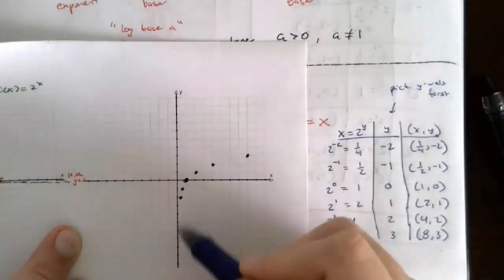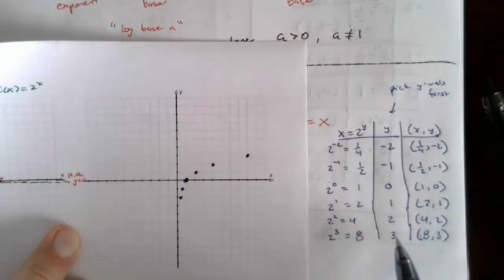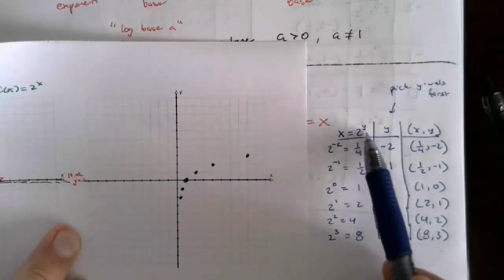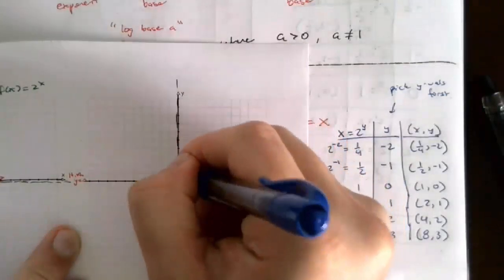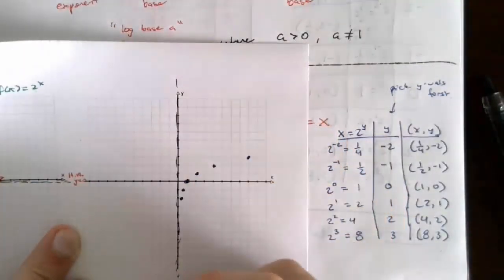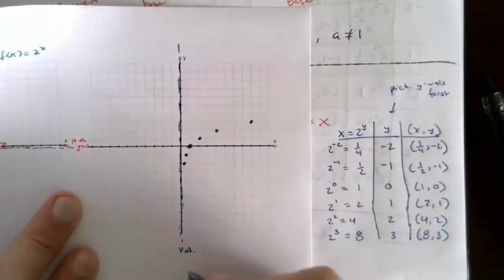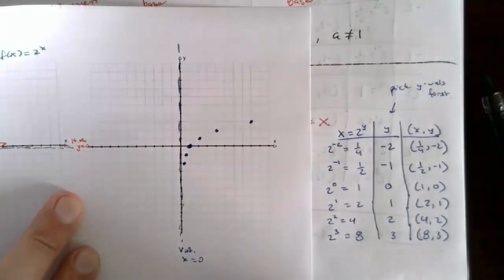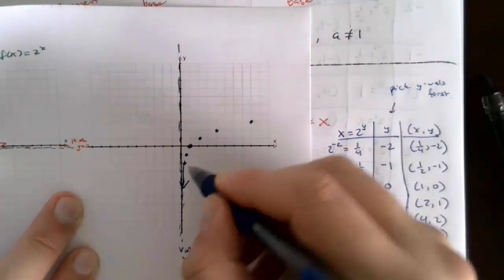Notice you get closer and closer to the y-axis, but do you ever touch it? In other words, does x ever equal 0? Well, no matter what I pick for y, x is equal to 2 to the y, the base is a positive number to a power. This will never become 0. So in this case, we have what we call a vertical asymptote. I'll use VA to abbreviate it, at x equals 0. It's going straight up and down through 0. The curve approaches this but never touches, with arrows on the ends.